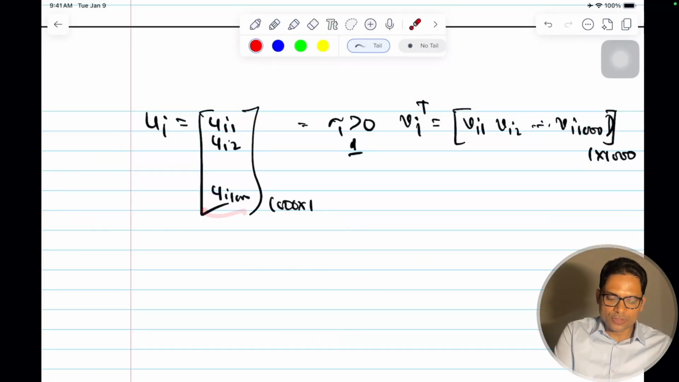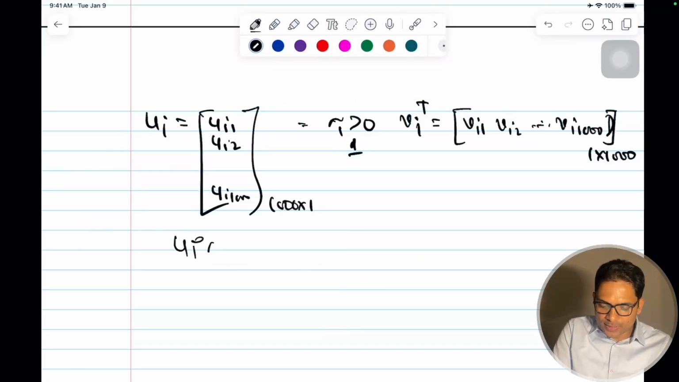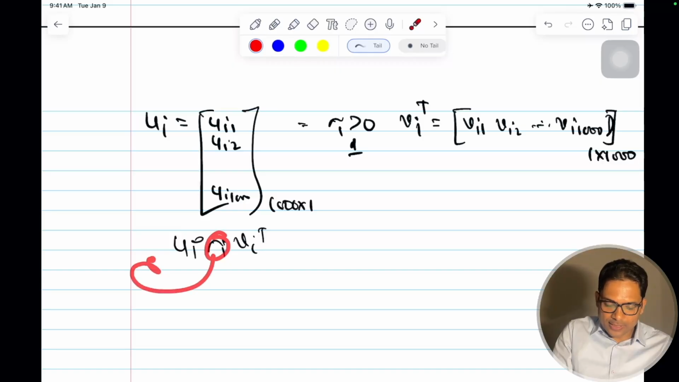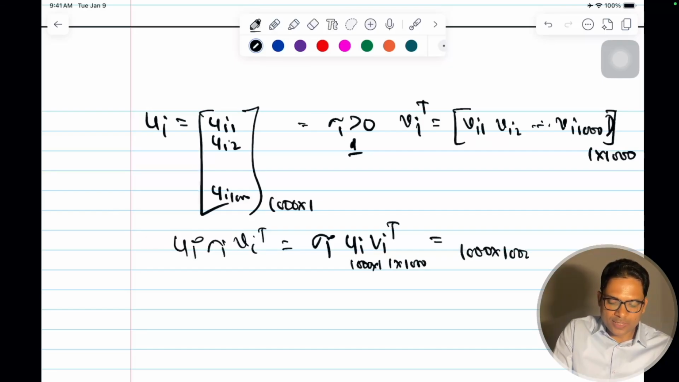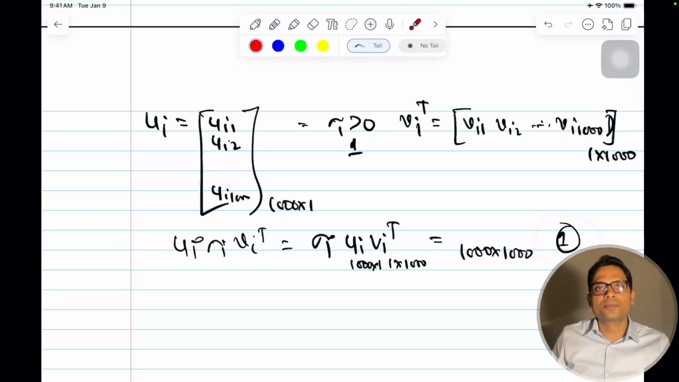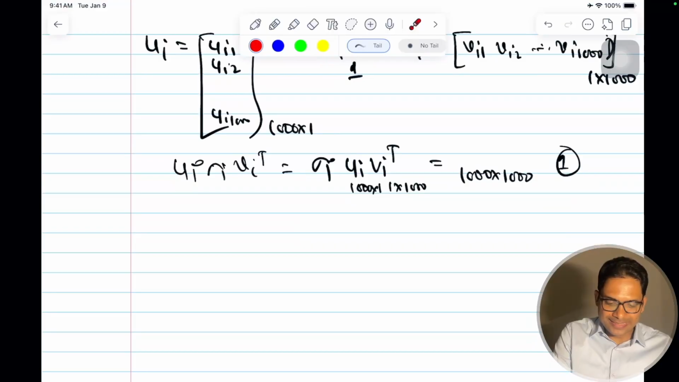So if I do just ui sigma i vi transpose, right? Just ui sigma, this is just a scalar, a number, it can go this side, so this is equal to sigma i ui vi transpose. This is 1000 into 1 and this is 1 into 1000, so finally this will give me a 1000 into 1000 matrix which has rank 1 information. That's what I'm saying. Okay, so this is clear.